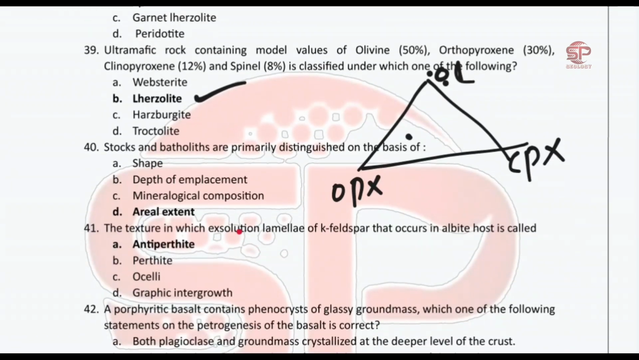Then coming to stocks and batholiths. They are primarily distinguished on the basis of their areal extent. Stocks are smaller exposures, while batholiths have a larger exposure, greater than 100 square kilometers. So the answer will be D, that is areal extent.